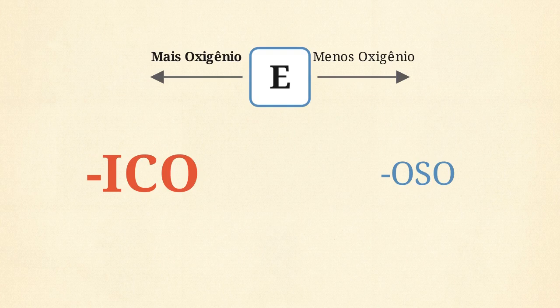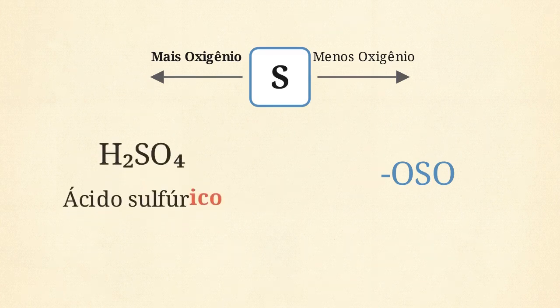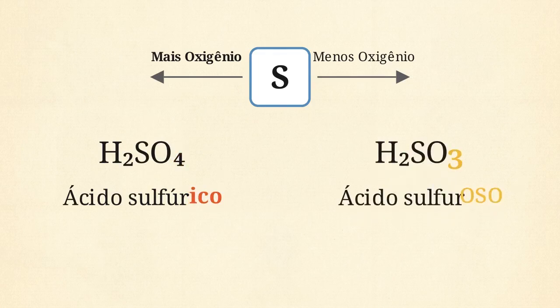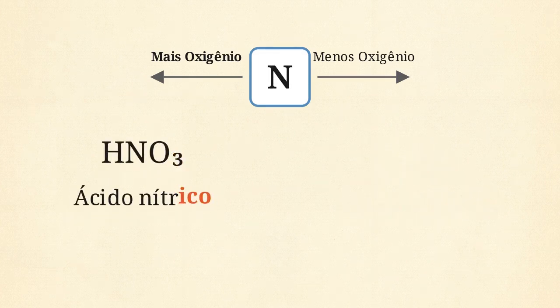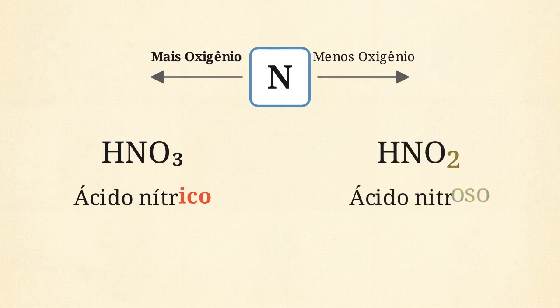This comparison shows the difference. On the left, sulfur holds 4 oxygens. It is ácido sulfúrico. On the right, holding 3, it is ácido sulfuroso. Nitrogen follows the same pattern. 3 oxygens give us ácido nítrico, while 2 create ácido nitroso.